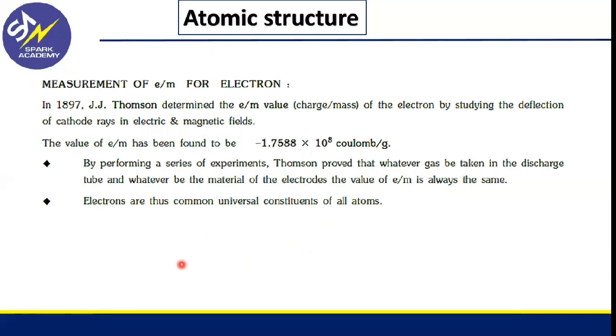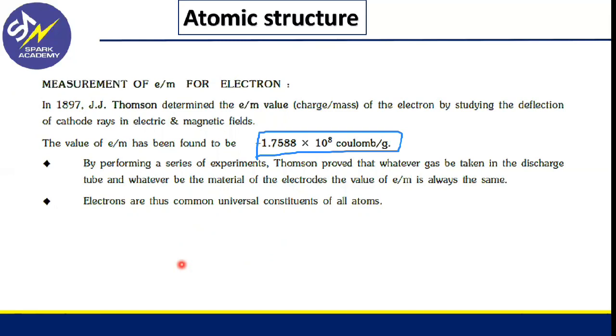They move when an electric field is given, they will move towards the positive, and when a magnetic field is given, they will rotate perpendicular, isn't it? Because it is electric, they will change direction. So J.J. Thomson determined the value of this charge over mass to be minus 1.7558 times 10 to the power of 8 coulomb per gram. Okay, so this is the charge over mass.